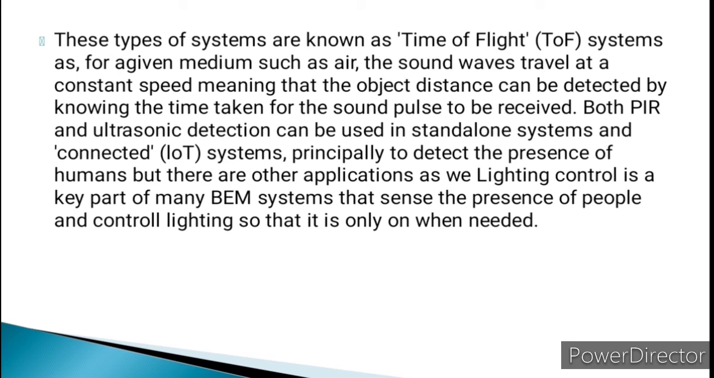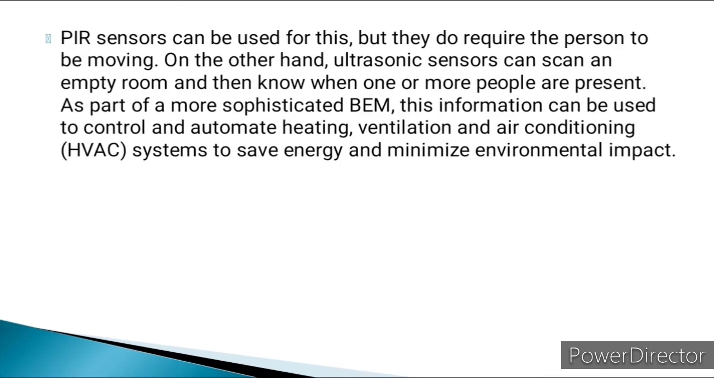Lighting control is a key part of many BEM systems that sense the presence of people and control lighting so that it is only on when needed. PIR sensors can be used for this, but they do require the person to be moving. On the other hand, ultrasonic sensors can scan an empty room and then know when one or more people are present. As part of a more sophisticated BEM, this information can be used to control and automate heating, ventilation, and air conditioning (HVAC) systems to save energy and minimize environmental impact.